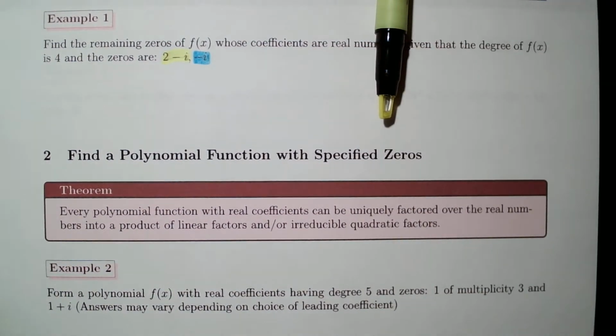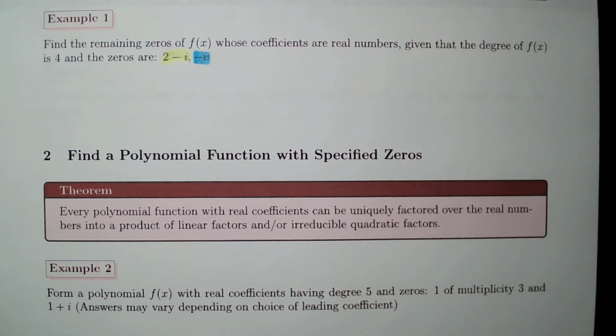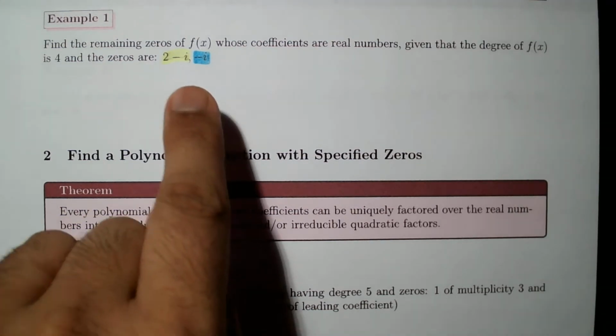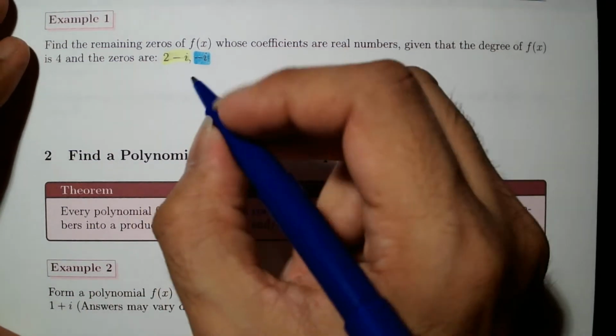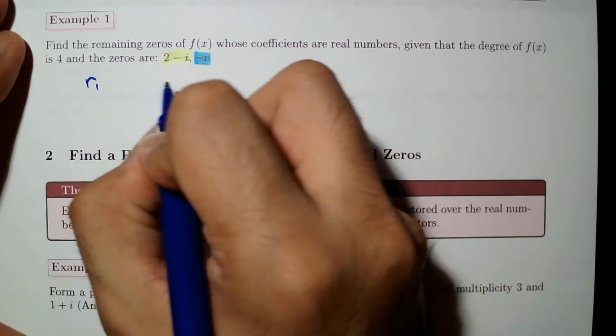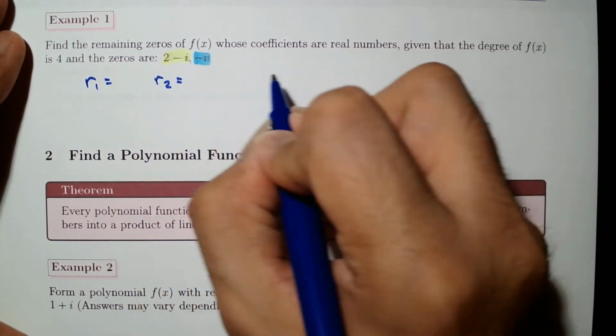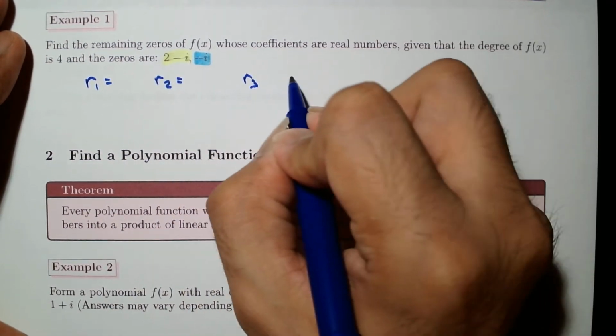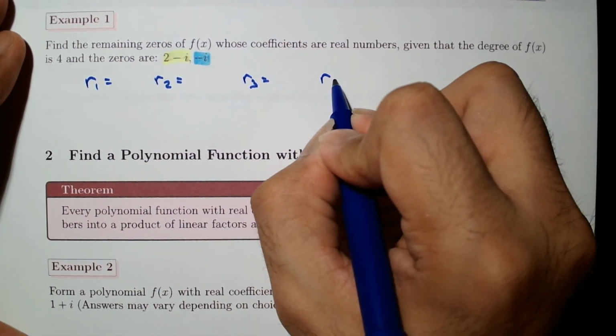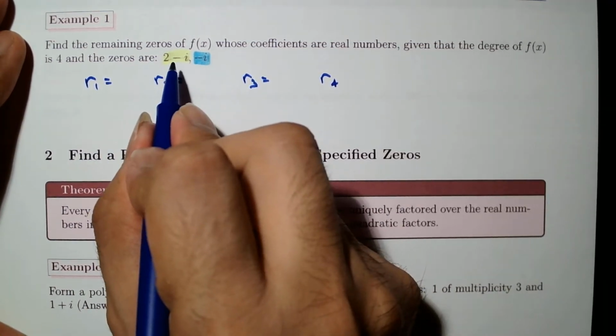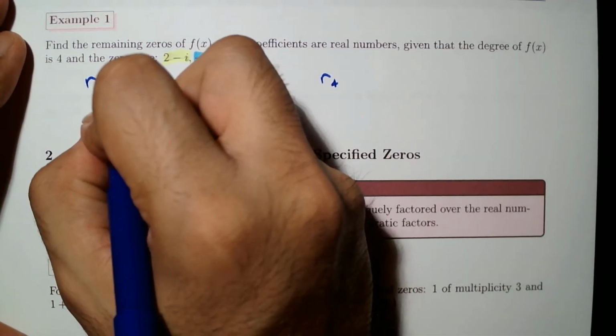So in this case, how many zeros are we going to have? Well, because the degree is 4, we are going to have 4 zeros: R1, R2, R3, and R4. Okay, we're given 2 minus 1 is one of the zeros.